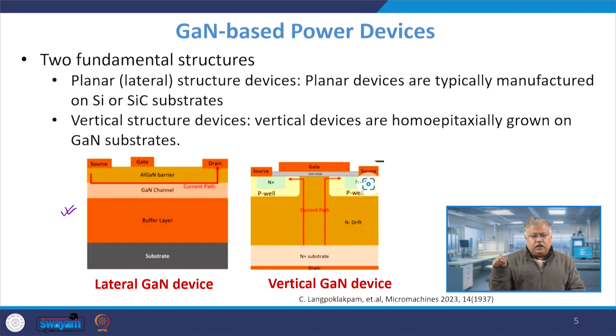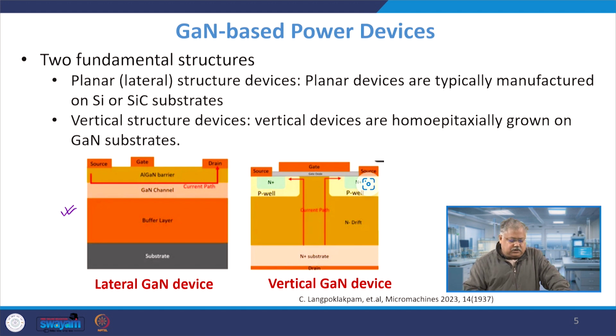It's along a plane. Whereas for vertical gallium nitride based devices, the current path is actually vertical to the device dimension itself, right? So just by the nature of the current flow, we have two types of fundamental structure for gallium nitride based power devices. The first one is basically my planar structure and the second one is a vertical structure.